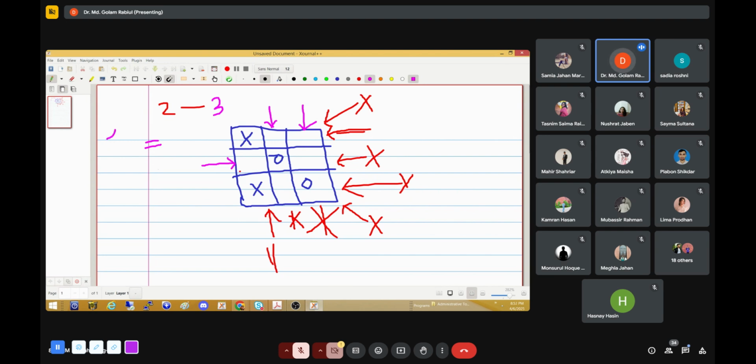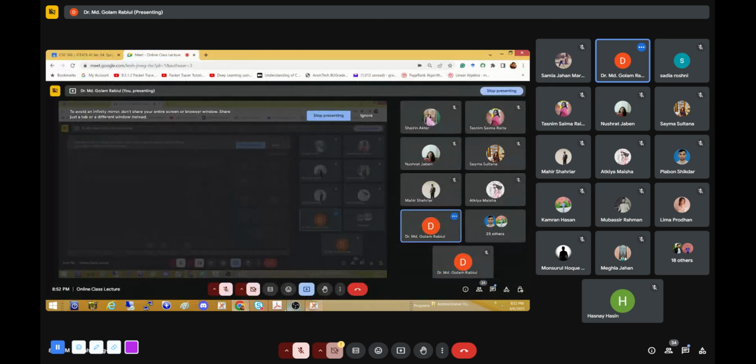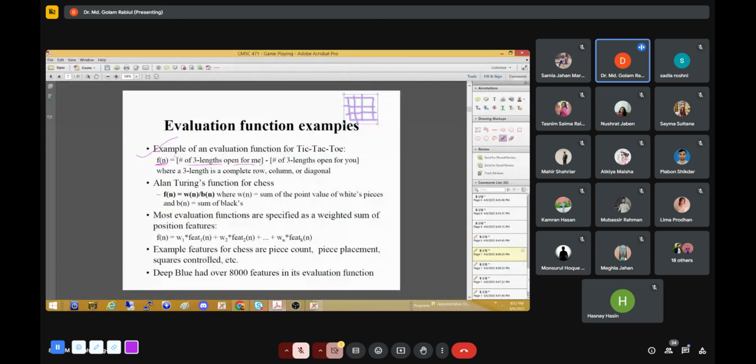The evaluation score, the f of n for this board, is -1. So -1 means that at this stage, the opponent is in the winning direction. Okay, he is in a better position than me. Okay. So here is an example of an evaluation function for tic-tac-toe. We can apply this evaluation function.